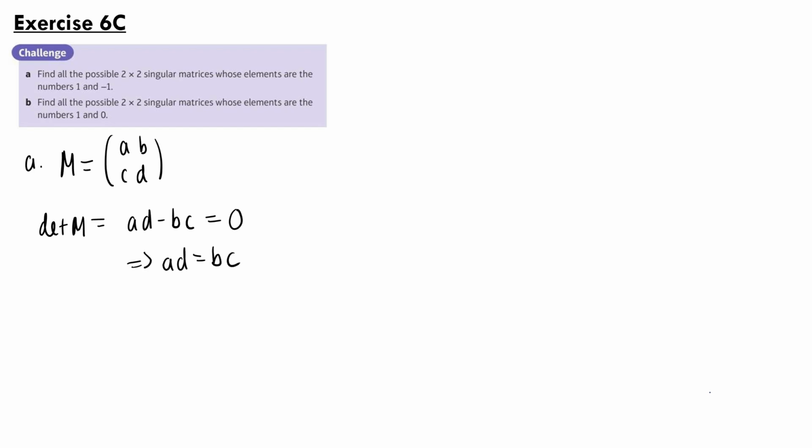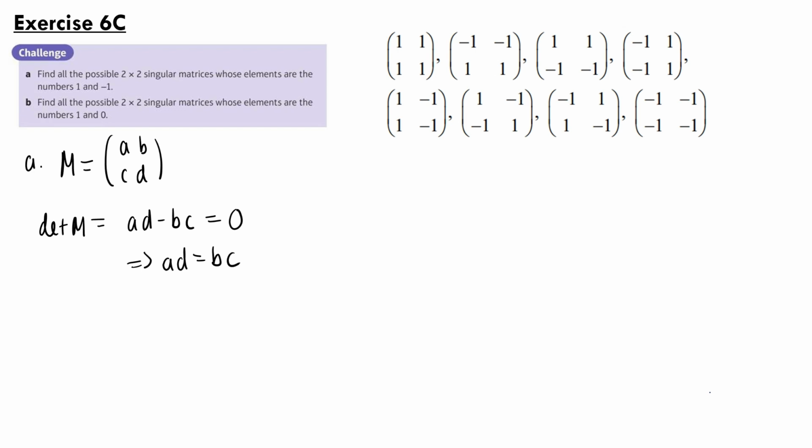Now, the only real way to do this question is to go through all of the different possibilities for AD and BC, knowing that they all have to be either 1 or minus 1. I've just taken the answers here from the solution bank, and you should end up with 8.